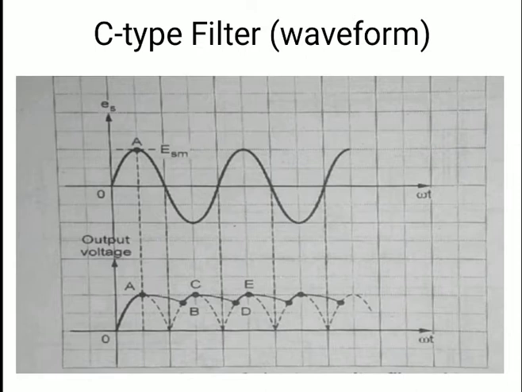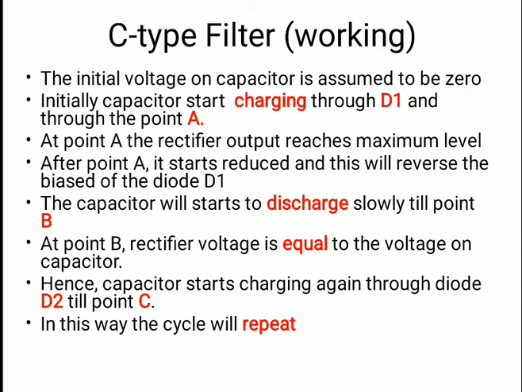That means your capacitor will again start discharging slowly, and it will meet the point D. In this way your capacitor will charge and discharge, but slowly. So we are removing that ripple. This is how the C-type filter works. Let us read it once so we understand it fully.